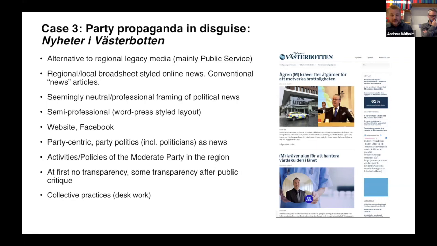The newspaper is semi-professional, and it builds mainly on desk work made by some people hired by the Moderate Party. And at first, there was no transparency, there was no connection made between this newspaper and the party. But after being publicly criticized by other media and also by scholars and other journalists, they attached a smaller disclaimer on the site explaining that it's part of the Moderate Party, but it's quite hard to find it on the website.